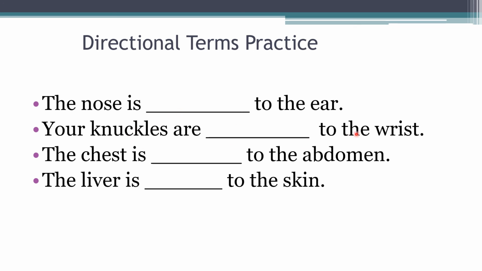Next is your knuckles are blank to the wrist. Remember, we're dealing with a limb here, an upper limb. Knuckles are closer to the end, so they would be distal to the wrist. Next, the chest is blank to the abdomen. The chest is above the abdomen, so the chest is superior to the abdomen. And then next is the liver is blank to the skin. The liver is an internal organ, so the liver is going to be deep to the skin, because it's further in the tissue. It's deeper in the body than skin. Skin's always superficial. This is what's right on the surface.